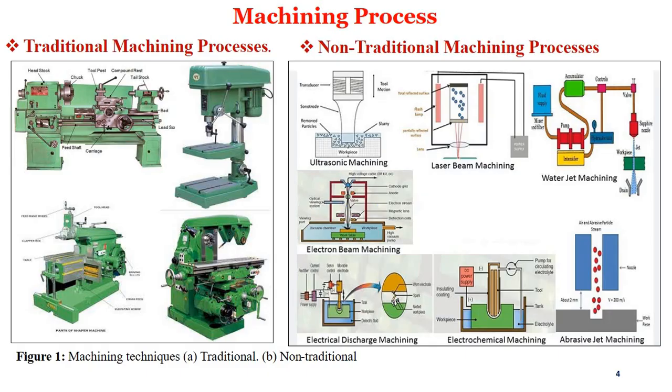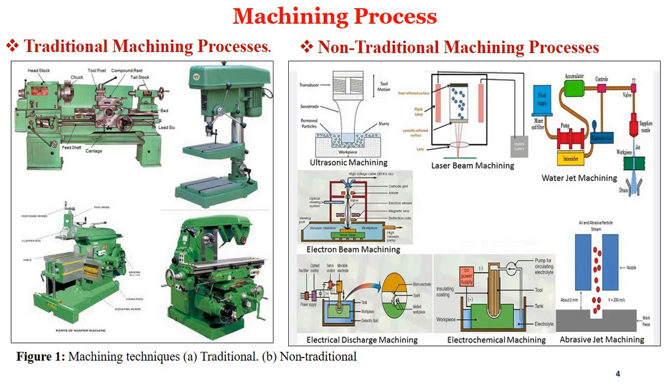Second is the machining process. It can be classified into two categories: traditional machining process and non-traditional machining process. In traditional machining, we use lathe, shaper, planer, milling machine, and drilling machine. By using these machines, we get a machined surface with less accuracy. Machining is the process by which we remove excess material to get the desired shape of the object.